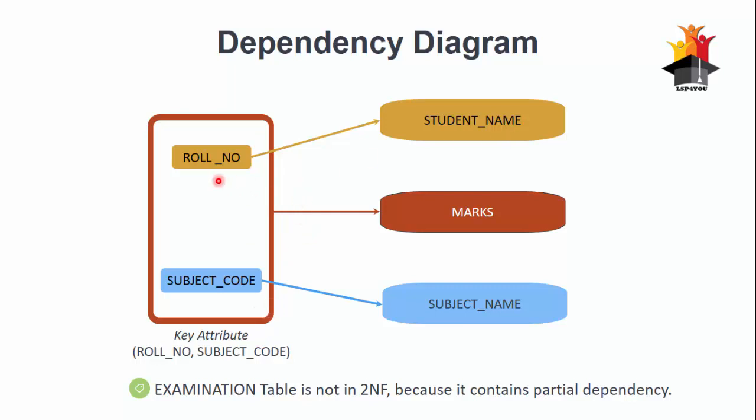But the student name is dependent on roll number only, and subject name is dependent on subject code only. Means student name is partially dependent on the key attribute. There is a partial dependency existing between roll number and student name. And subject name is also dependent only on part of the key attribute, that is subject code. Again, there is a partial dependency existing. So you can say that the examination table is not in 2NF because it contains partial dependencies.